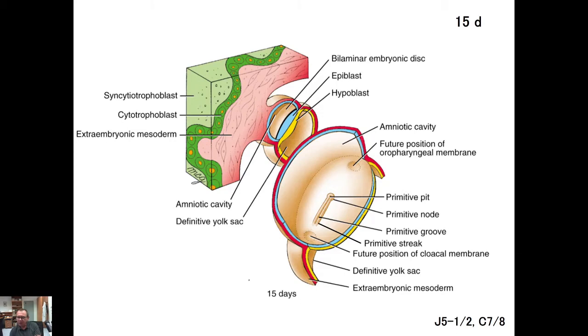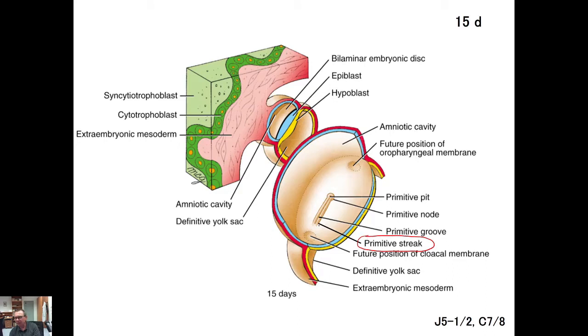Let's go to the 15th day, so the first day of the third week, and let's look at the dorsal surface of the bilaminar germ disc. This is still a bilaminar germ disc, blue epiblast, yellow hypoblast, but something happens in the epiblast. A new structure is forming here. It is the so-called primitive streak. The primitive streak is a new structure.